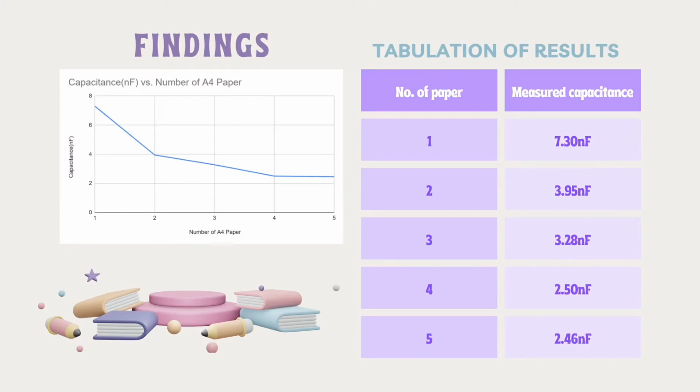In this part, we'll be talking about the findings of our experiment. With one piece of paper being used, the measured capacitance is 7.3 nanofarad. As the number of papers is increased, the measured capacitance decreases gradually and will reach 2.46 nanofarad at 5 pieces of paper used. On the left, there is a graph which represents our data.